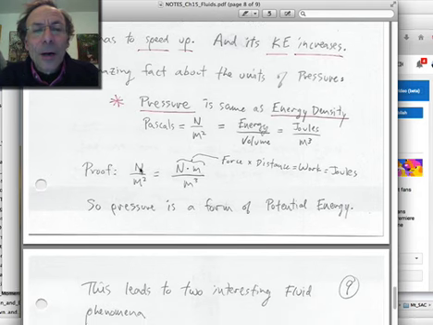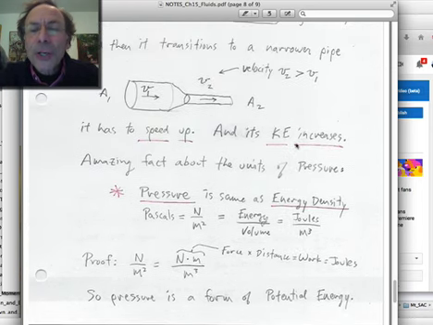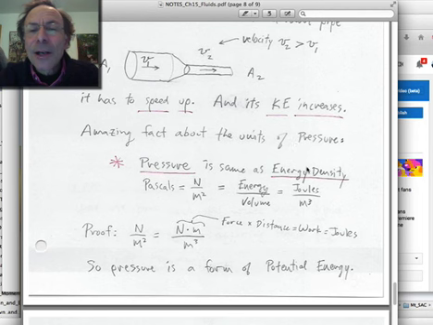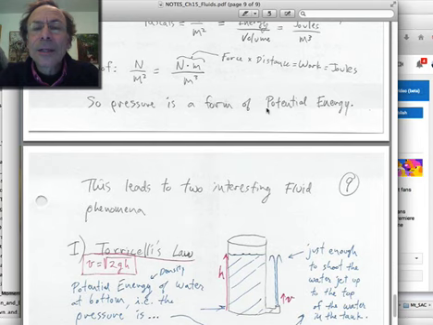Newton times a meter is a joule. And so if I multiply the top and bottom of this by length, by meters, then I automatically get joules per cubic meter. So bottom line, pressure is density of energy, energy density. And yeah, so pressure is a kind of potential energy.